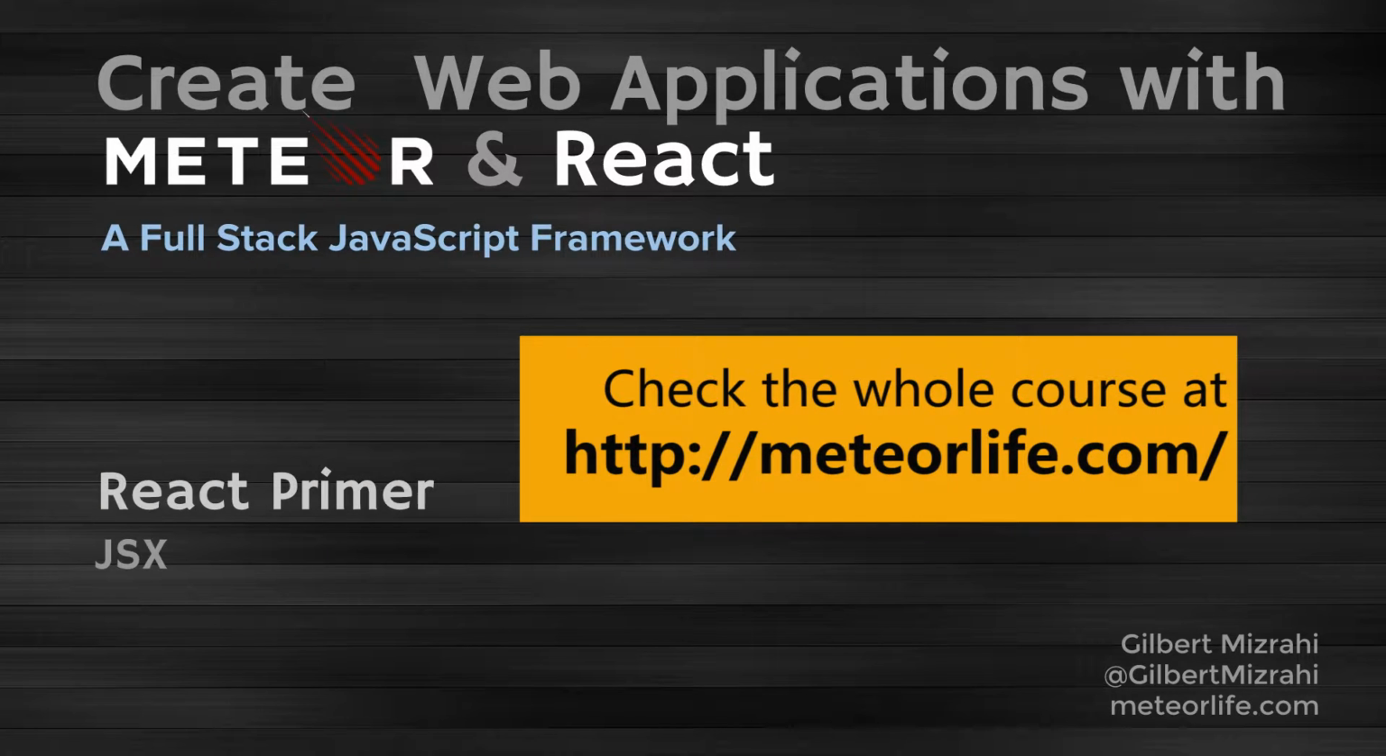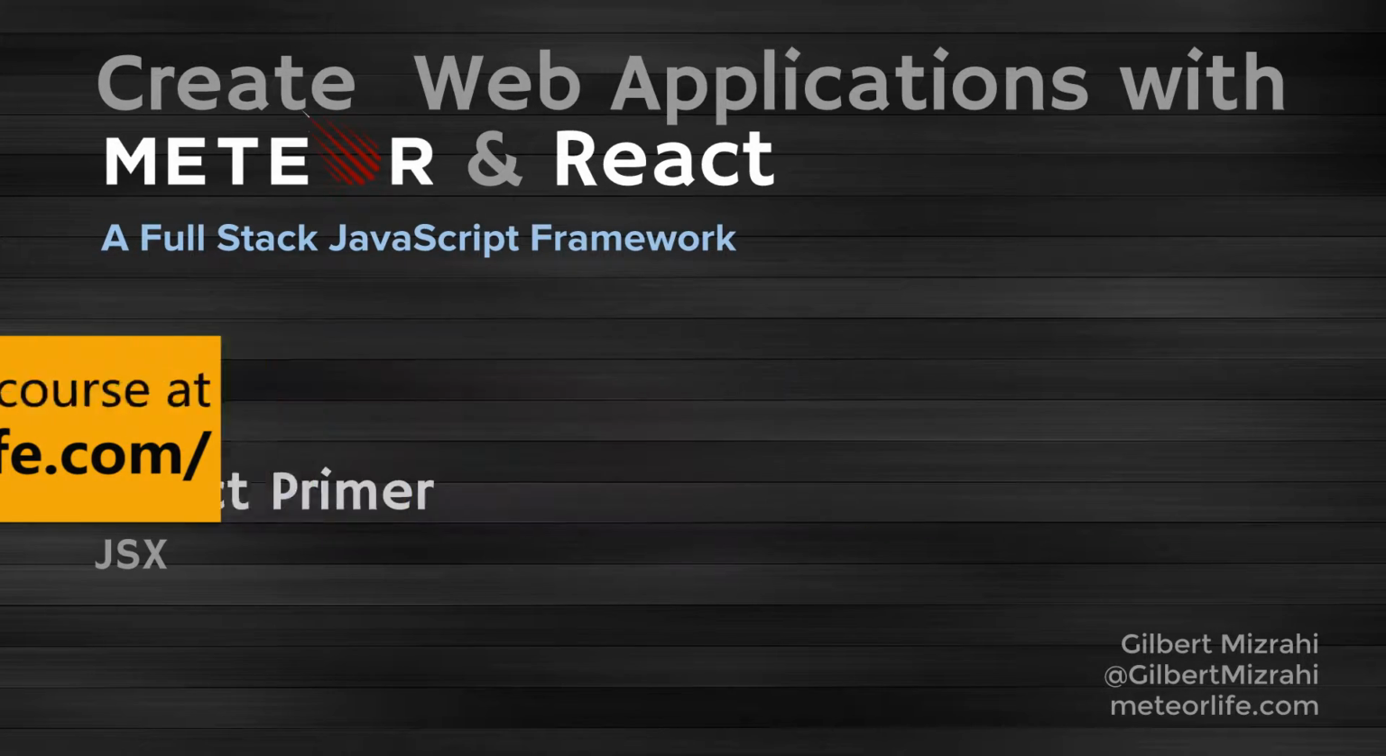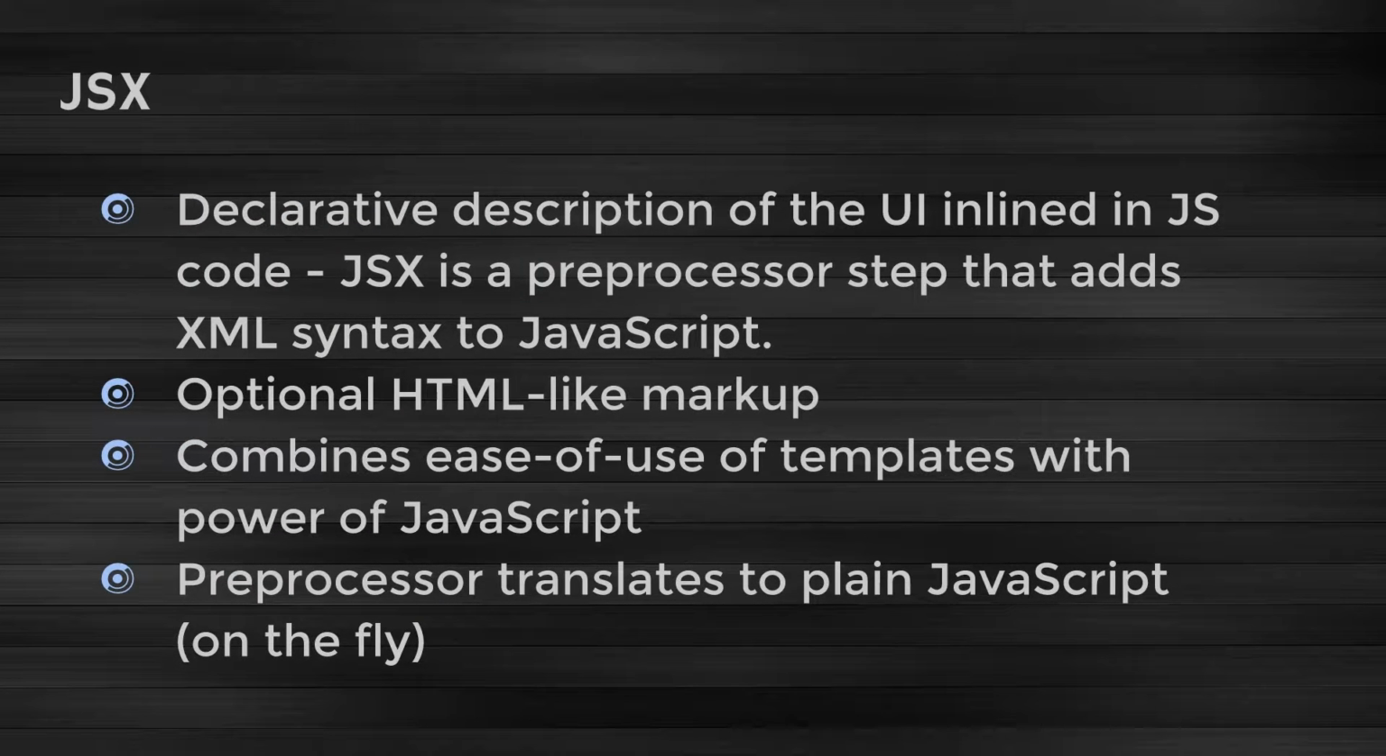In this lesson, I want to introduce JSX. As I said in the previous lesson, JSX stands for JavaScript XML Syntax Transform, and it's a declarative description of the UI inline in JS code. JSX is a preprocessor step that adds XML syntax to JavaScript. It's a markup that looks very similar to HTML, and it's optional, it's not mandatory. You can develop with React without JSX, but of course, JSX makes life easier.